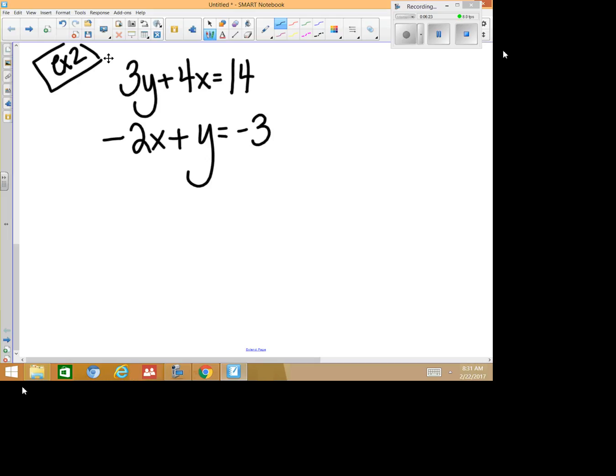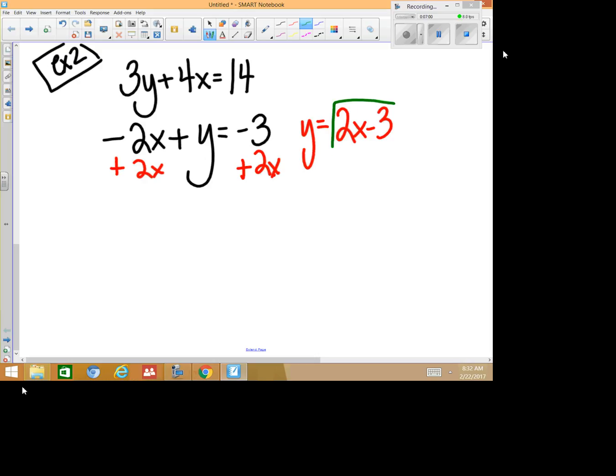So here, I could move this negative 2X over, and just have Y all by itself. So I'm going to add it. My new equation is actually Y equals 2X minus 3. Your B is -3, and your M is 2, but that doesn't matter here. 1Y equals 2X minus 3.